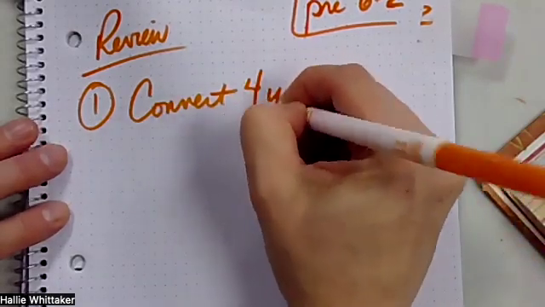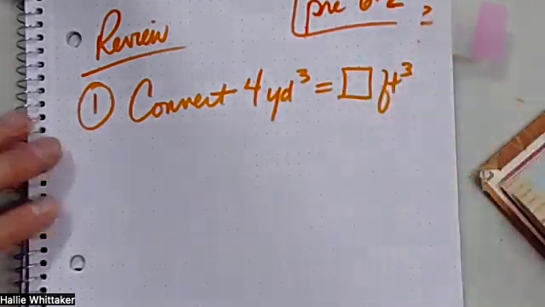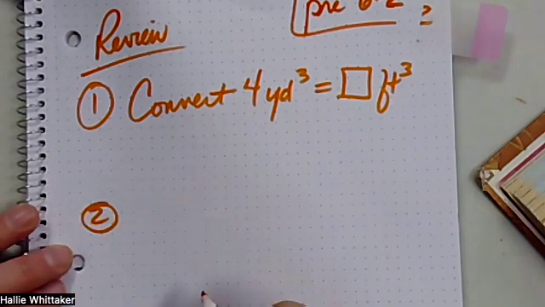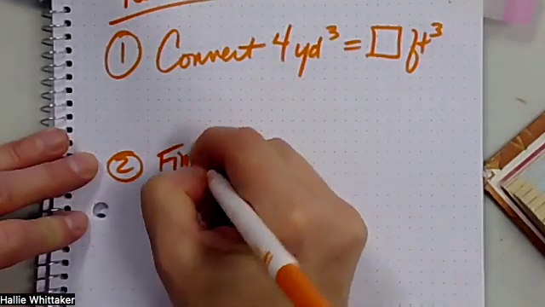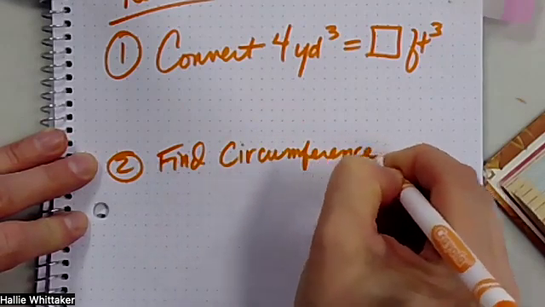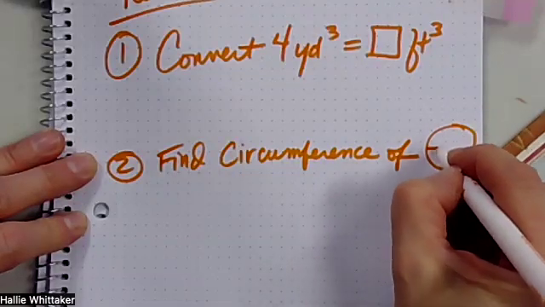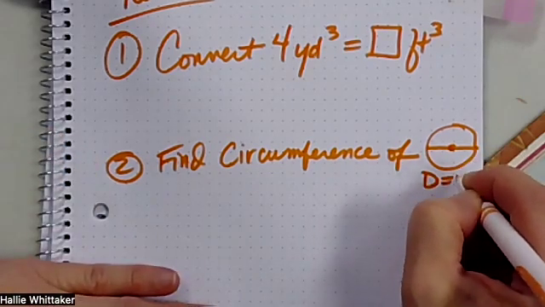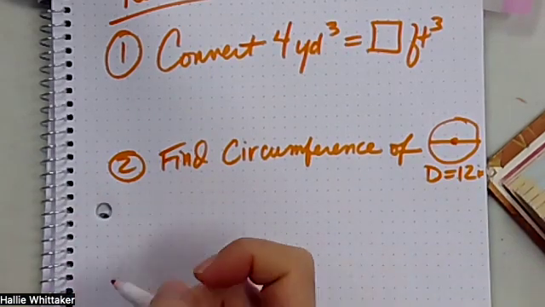Convert 4 cubic yards to cubic feet. Number 2. Find the circumference of this circle that has, there's your center, it's cutting right through it, and the diameter is 12 inches. Pretend it's 12 inches.